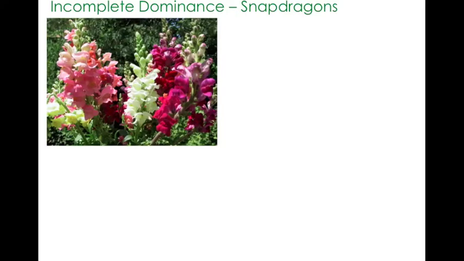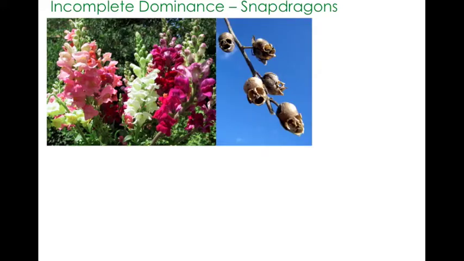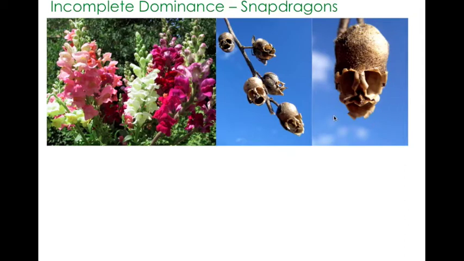Incomplete dominance: let's look at a particular flower called snapdragons. They're really cool. The flowers themselves come in a variety of different colors, but the seeds themselves are wicked. If you actually look at them, they look like skulls. They're the seeds of the snapdragons, and they look pretty freaky up close. But the flower color is what we're going to be interested in.